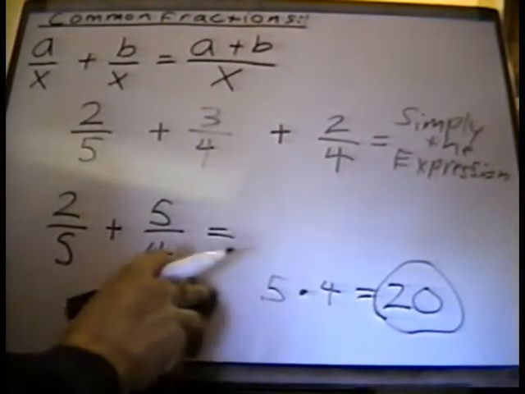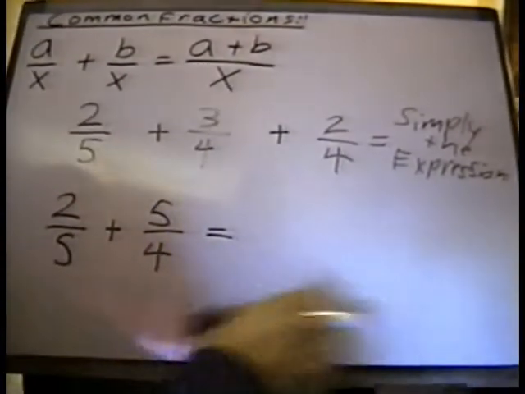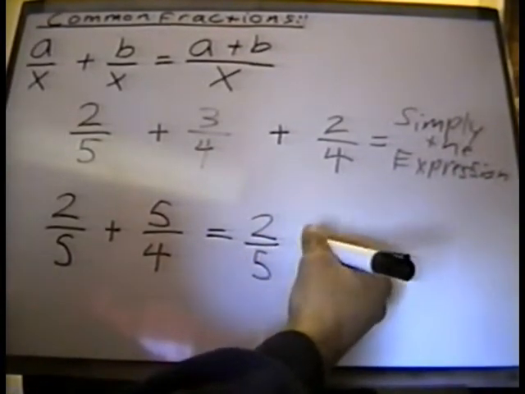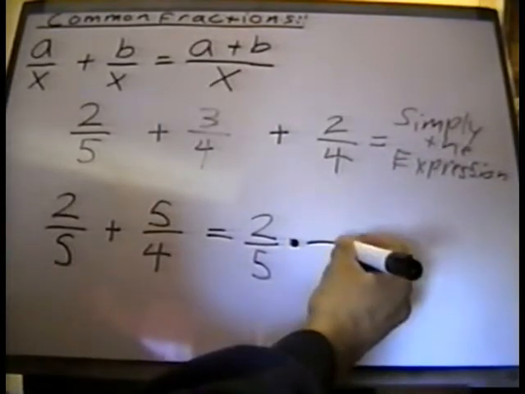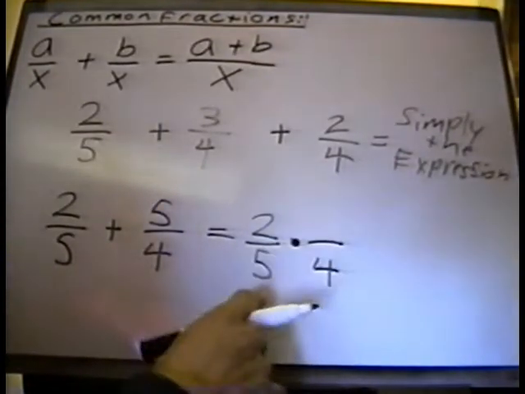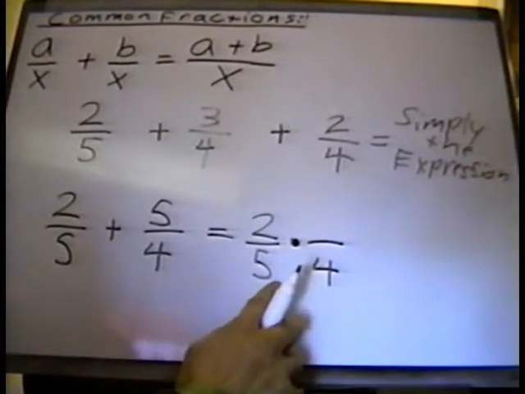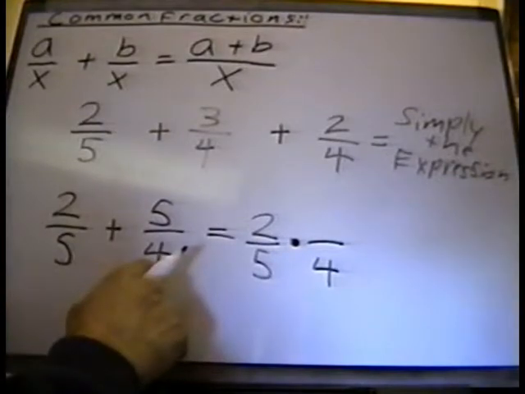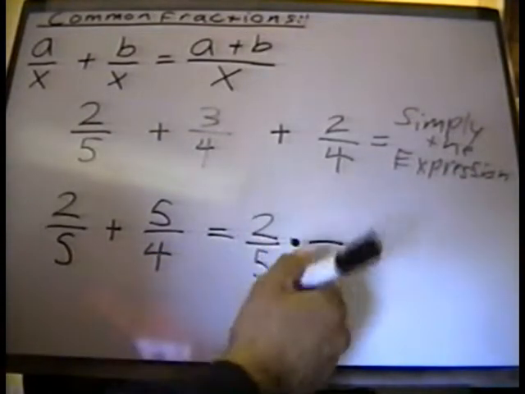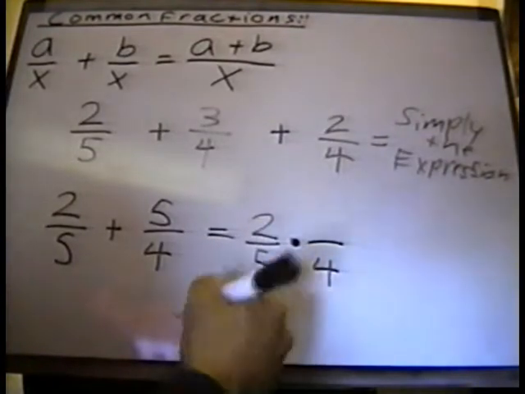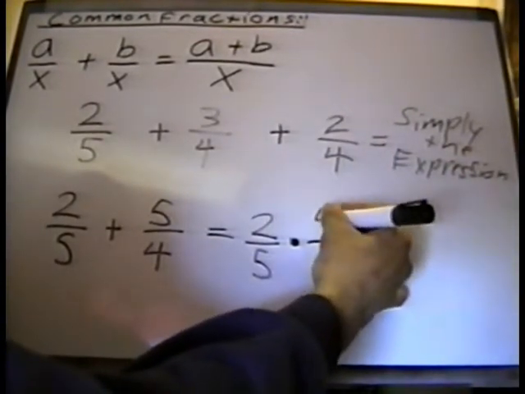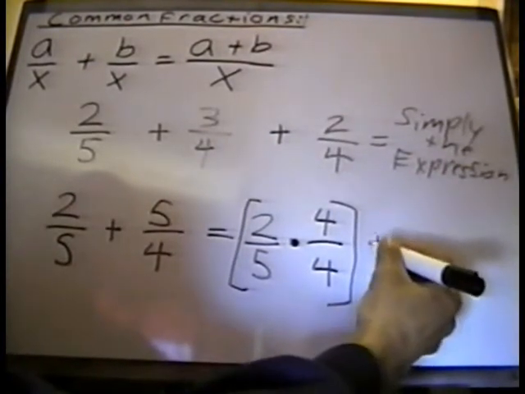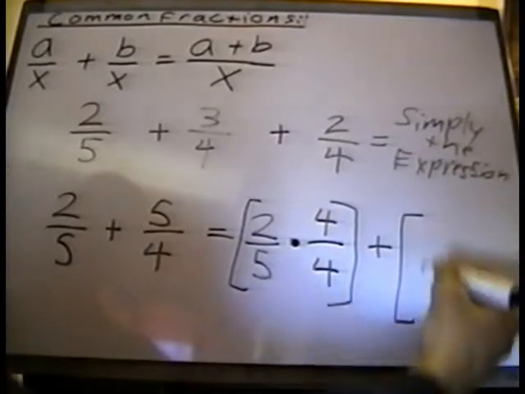Now, in order to convert the fractions, we want to multiply the denominator by a number that's going to make it 20, which is also a product of 4. So 20 is a product of both 5 and 4. So we want to multiply both and then add them both together.